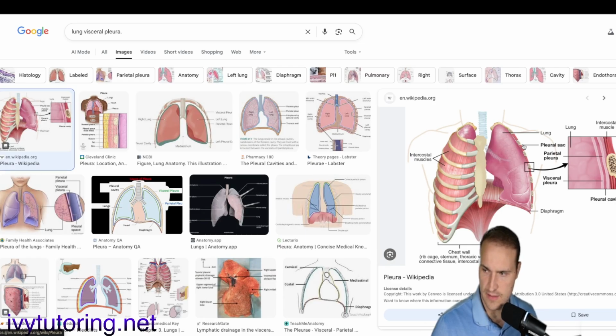All right, let's examine the lung real quick. Here it is in all its beauty. We have a pleural cavity, intercostal muscles, parietal pleura, and then the pleural cavity, and then the visceral pleura. So this part right here, important.